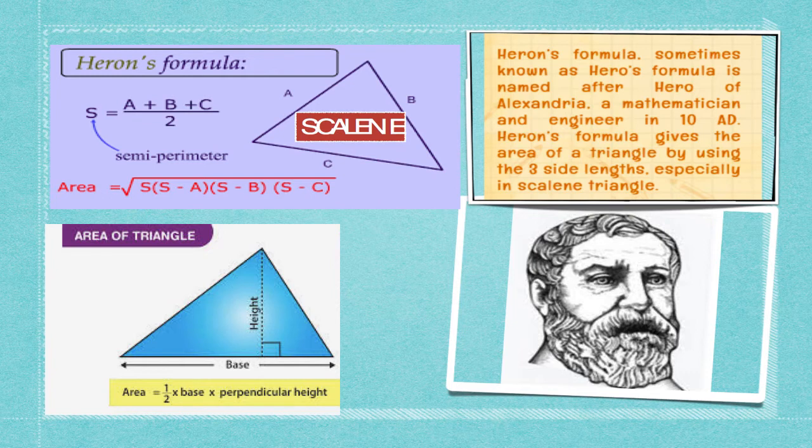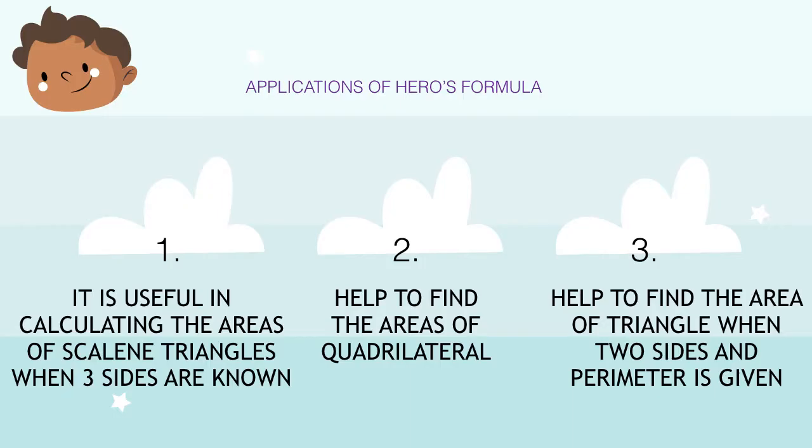This picture that I have shown over here is the picture of the great mathematician who described or discovered this formula. Now why do we need Heron's formula? Because in scalene triangles, calculating the area is difficult as we don't have the height. So first we need to calculate the height. Therefore, by using Heron's formula, we can directly calculate the area.